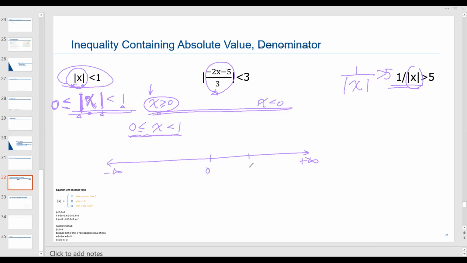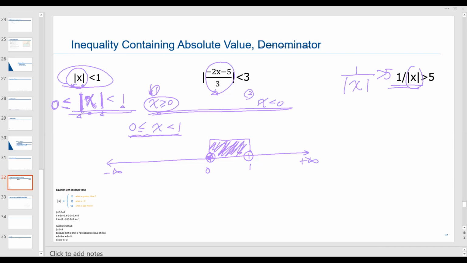So let's say 1 is right here. He's including this dot, not including this dot. It's in between these two, in this area. When this is the first situation, what about when x is less than 0?